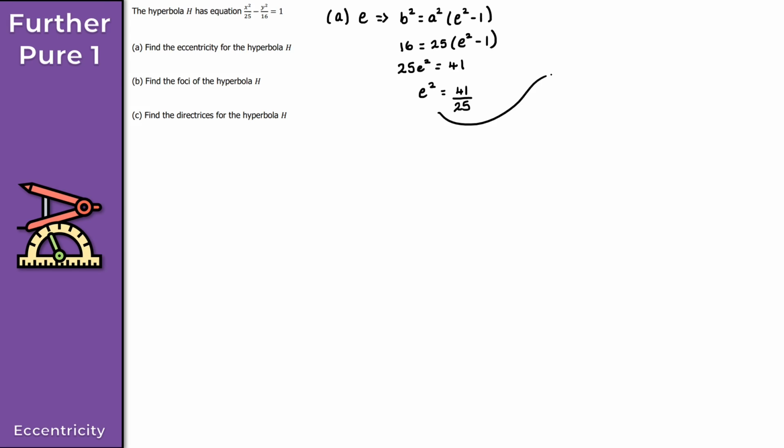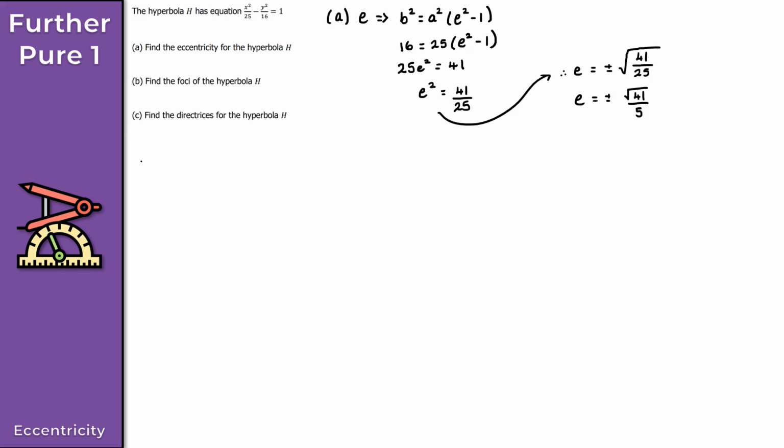And then finally here, just take the square root of both sides to get e. So e is equal to, don't forget the negative solution as well, right? So plus or minus the square root of 41 over 25, which we can then simplify to give us the following. So e is equal to plus or minus root 41 over the square root of 25. Well, the square root of 25 is just 5, right? So root 41 over 5. Okay. And there we have it then. So that is the solution to part A.